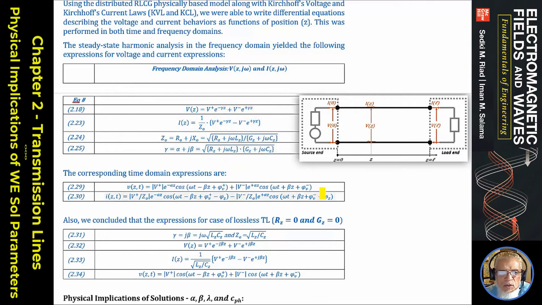So here was the time domain solution. If you recall again from last chapter, equations 29 and 30, here they are. That's the time domain solution. V of Z and T, lowercase now, is equal to the same V plus that we have here, but now it is a magnitude, not a complex number anymore, e to the minus alpha Z cosine omega T minus beta Z plus some phase, and the V minus term has e to the plus alpha Z, alpha being the real part of gamma, where gamma is equal to alpha plus J beta. So e to the plus alpha Z cosine omega T plus beta Z, again plus, because you have a plus here versus a minus there, and you have a phase that corresponds to the V minus. The I is likewise magnitude of V plus over Z naught, a similar expression. So these are the time domain expressions that will hopefully explain to us what's going on.